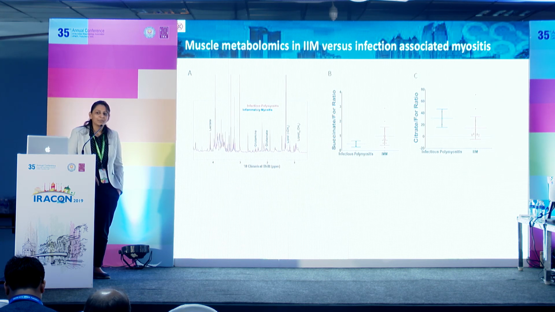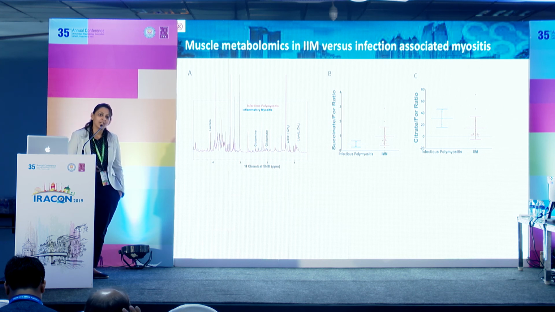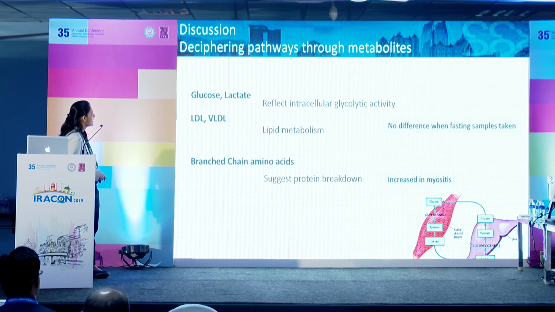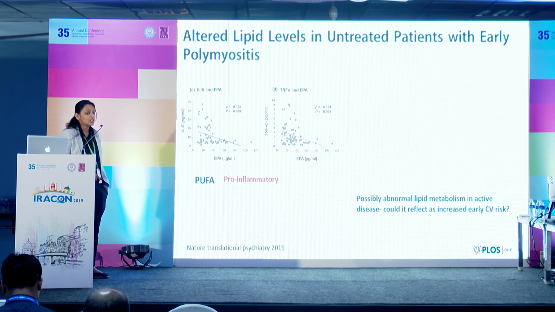We also had 2 atypical patients who had initially presented as polymyositis, but later on biopsies we found that they had infections, and we thought that since sometimes infectious polymyositis can be confused, we tried to look at differences, and there appear to be some metabolites which are promising, which need to be confirmed in further studies. So deciphering pathways to metabolites, no difference in fasting samples was seen in glucose, lactate, or LDL, but branched chain amino acids were decreased in active disease, suggesting that there might be decreased muscle mass.